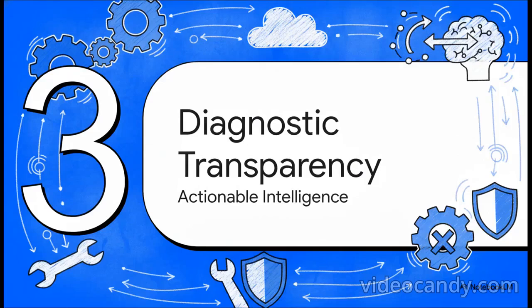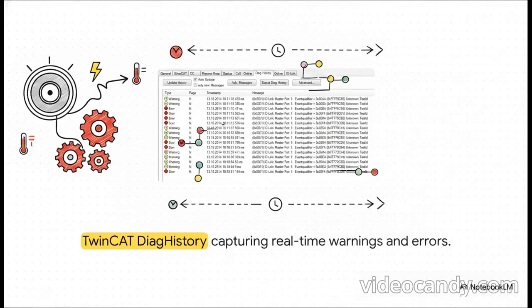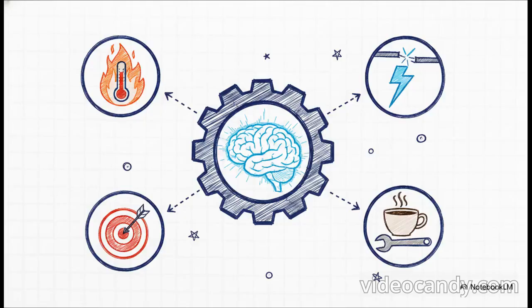Section 3, diagnostic transparency. And this brilliantly illustrates what happens once that data is flowing. We get true diagnostic transparency. Notice how the TwinCAT diag history actively logs event qualifiers and exact timestamps, right down to the millisecond, sorting everything into information, warnings, or errors. The master module is actively reporting stuff like short circuits or overheating straight from the sensors. So instead of a machine just stopping and leaving you guessing, you get this highly detailed ledger of the exact symptoms that led up to the issue.